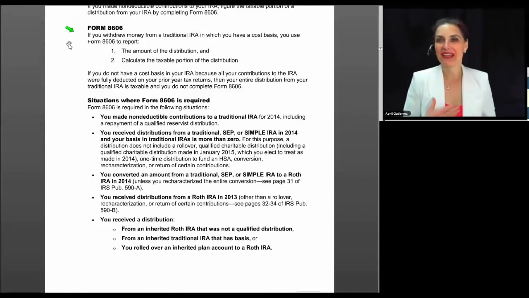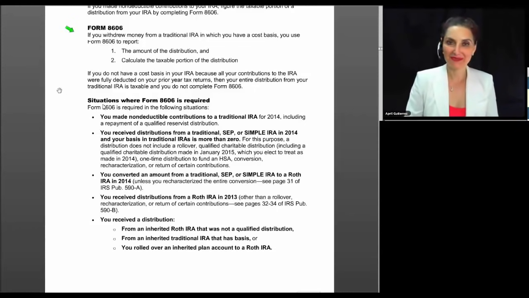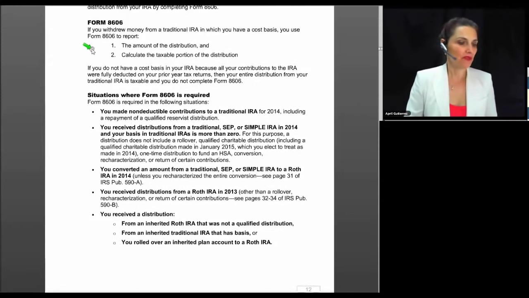But today we're looking at it in terms of taking distributions. So if you withdrew money from a traditional IRA in which you have a cost basis, you use Form 8606 to report the amount of the distribution and to calculate the taxable part of the distribution that you took.